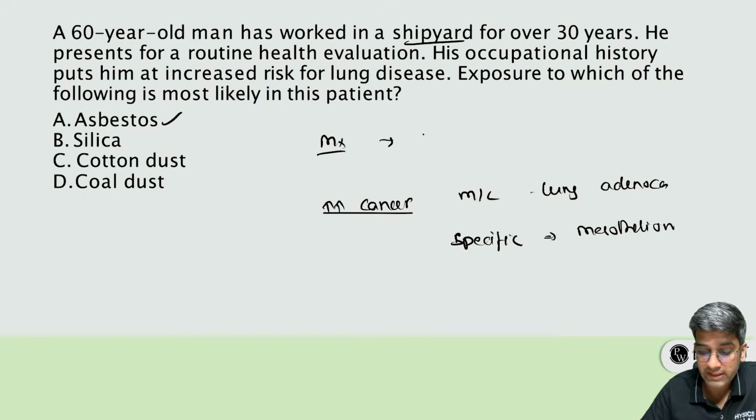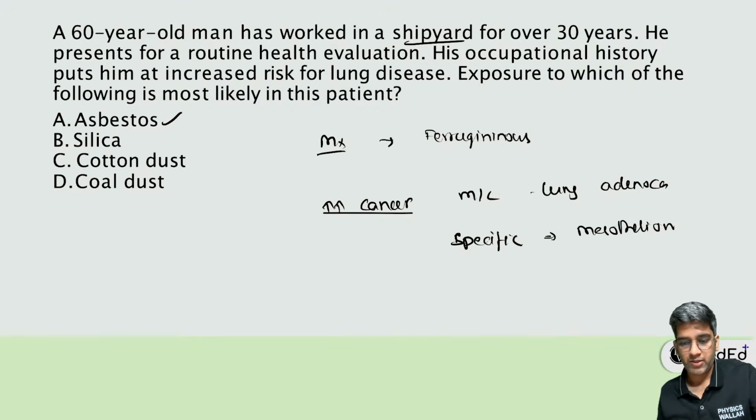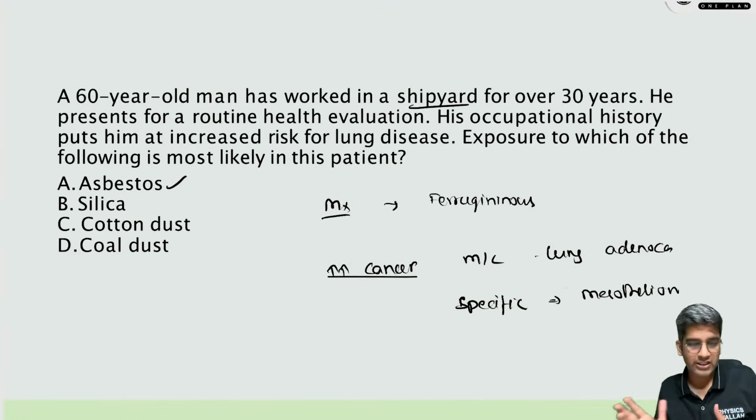And your microscopic finding will be ferruginous bodies or asbestos bodies, which will have hemosiderin coating the fiber, which can be Perls positive as well, right? Perfect. Great.